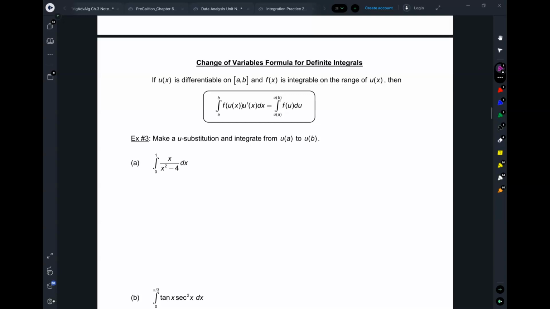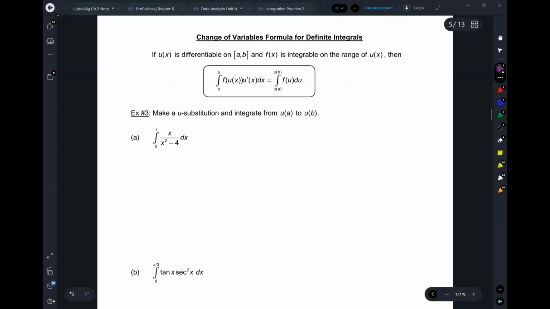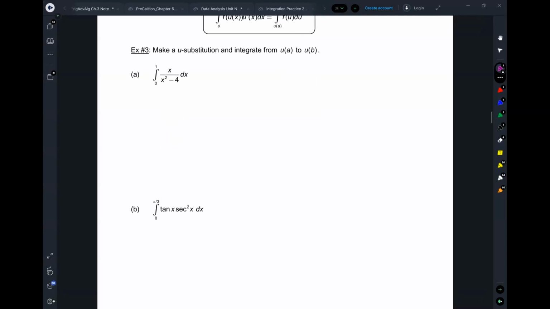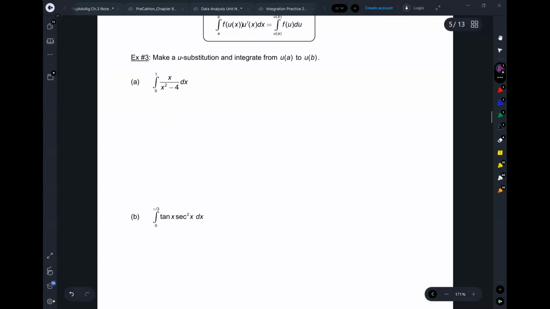Now, what about the definite integrals? What if you've got the bounds, A to B? What do you do then? You basically have to do a little bit more substitution. The formulas are always more tricky. It's easier if we just do them. Let's dive in.